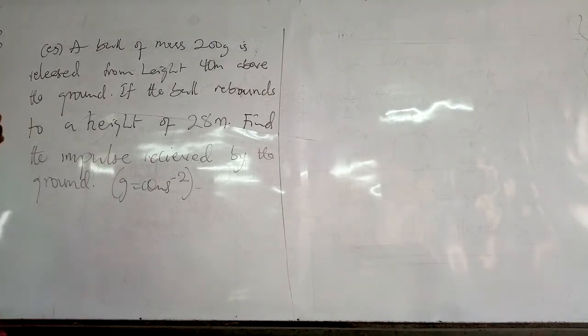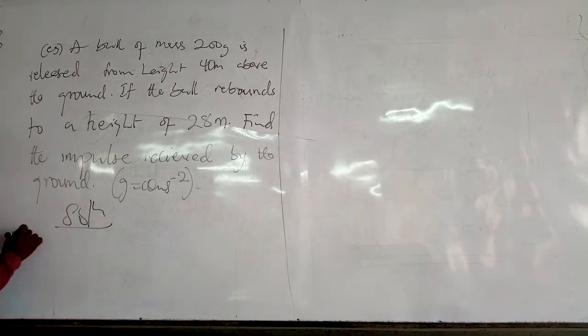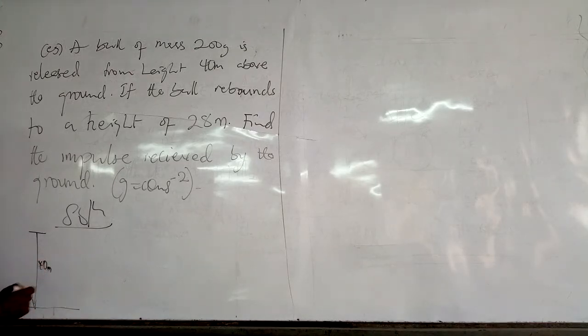We are told that a ball of mass 200 grams is released from height 40 meters above the ground. If the ball rebounds to a height of 28 meters, find the impulse received by the ground. Solution. So let's solve this. In the first instance, the ball is released from the height. Let this be the ground level. 40 meters above the ground. The ball rebounds to a height of 28 meters above the ground.